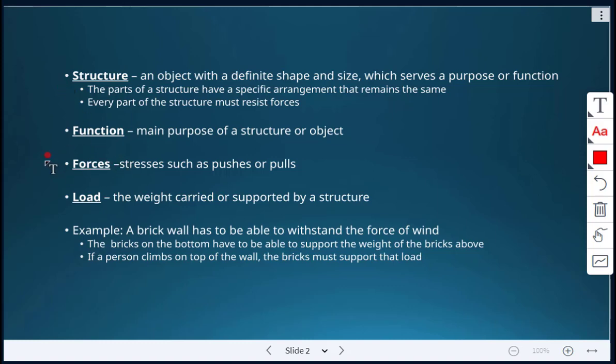Forces are stresses such as pushes or pulls, and a load is the weight that is carried or supported by a structure. For example, a brick wall has to be able to withstand the force of wind. The bricks on the bottom of the wall have to support the weight of the bricks above. And if a person climbs on top of the wall, the bricks have to support that load as well.